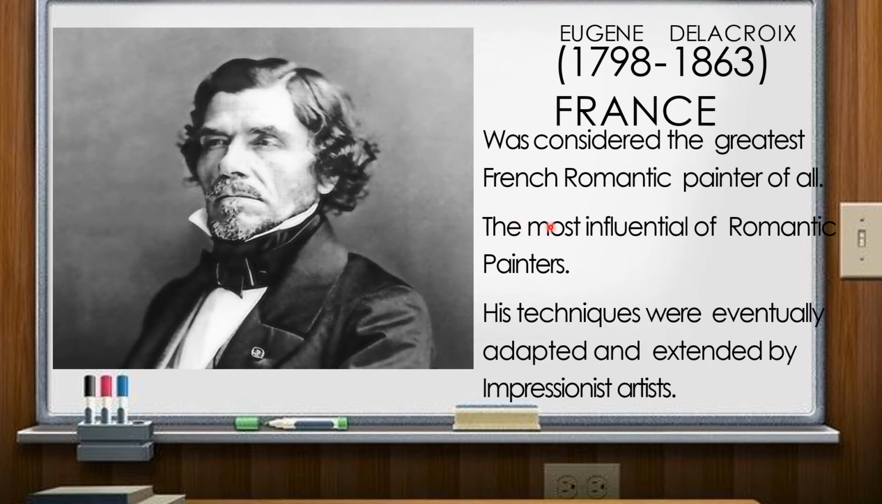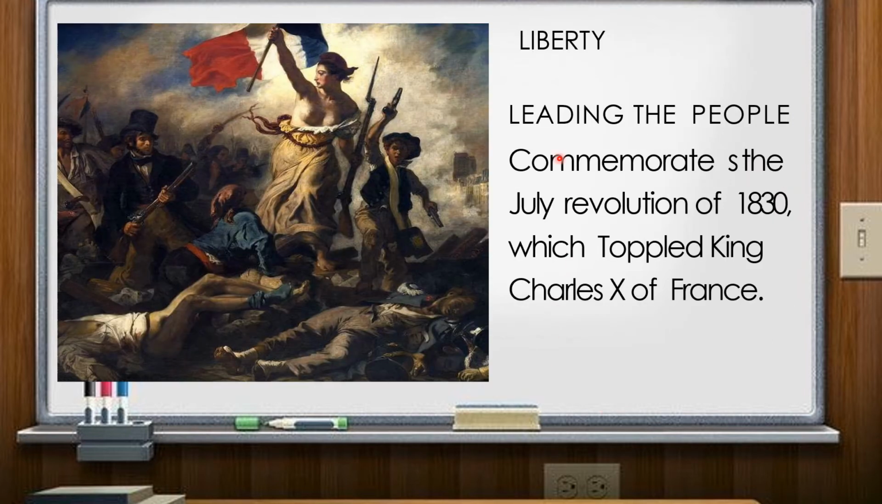So the next artist that we are tackling is Eugene Delacroix. He was considered the greatest French romantic painter of all, the most influential of romantic painters. His techniques were eventually adapted and extended by expressionist artists. So these are his works. Liberty Leading the People commemorates the July Revolution of 1830, which toppled King Charles X of France.